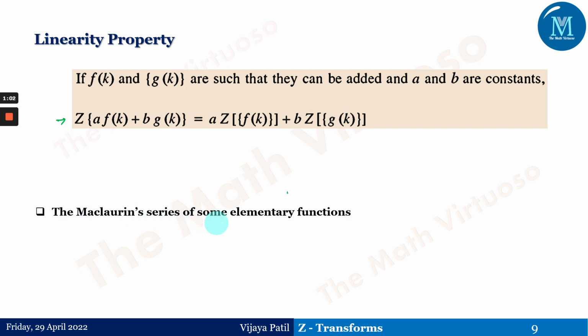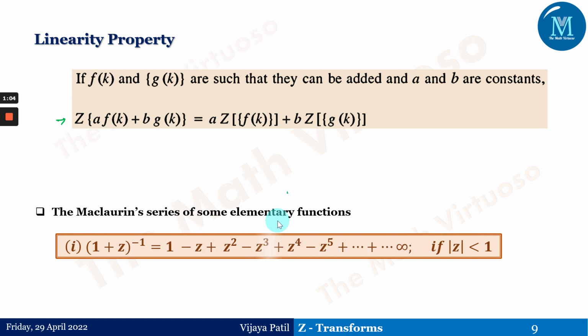The Maclaurin series of a few elementary functions we require, because this Z transform plays a very important role in different areas. To find the answers for particular questions of the Z transform, we require a few series. These elementary functions are known as the Maclaurin series. First one is 1 plus z to the power minus 1, which is 1 minus z plus z square minus z cube plus z to the power 4 minus and so on.